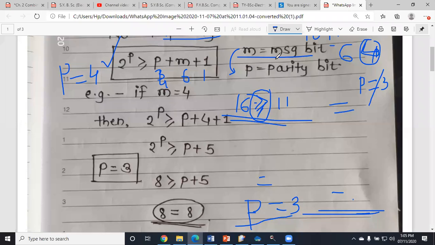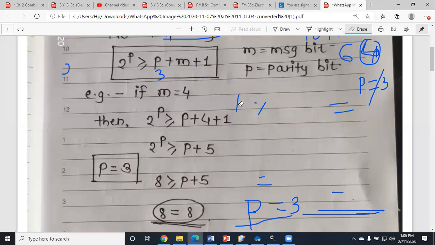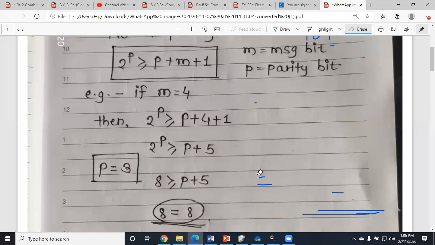Okay, try to understand the thing. I'll repeat the entire example from the beginning. Don't get confused. Let me erase this so that we can start from the beginning. All right, there are many people who are confused, I guess.